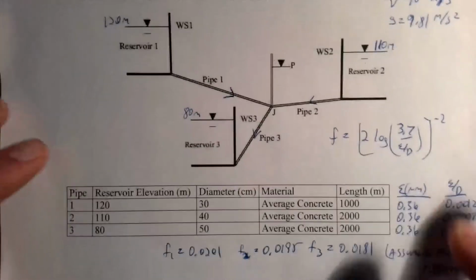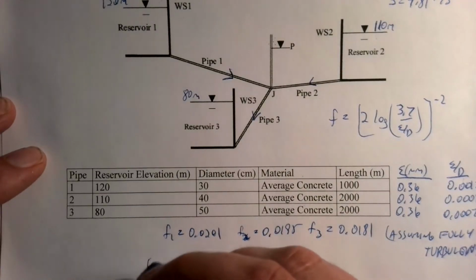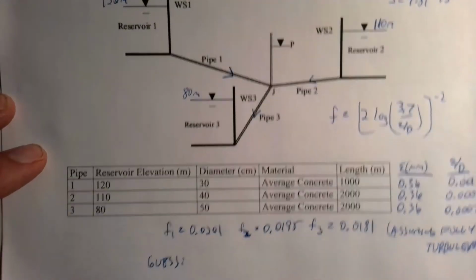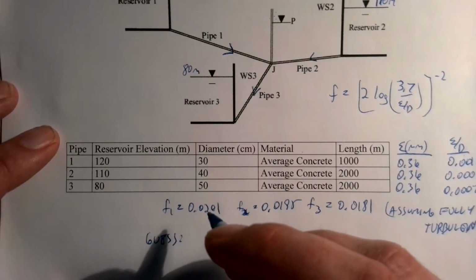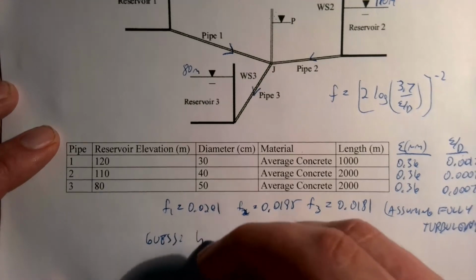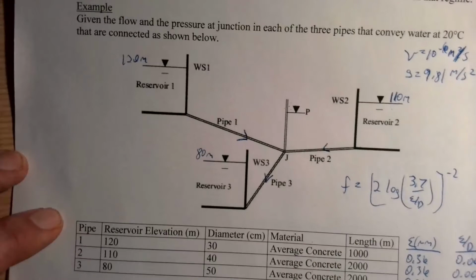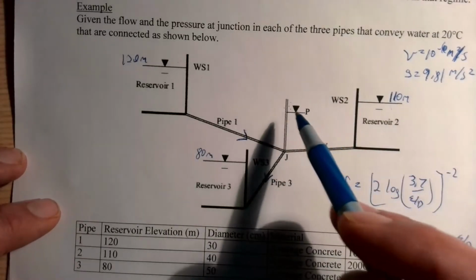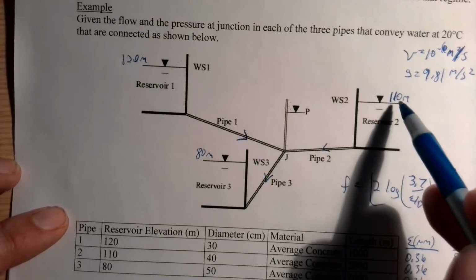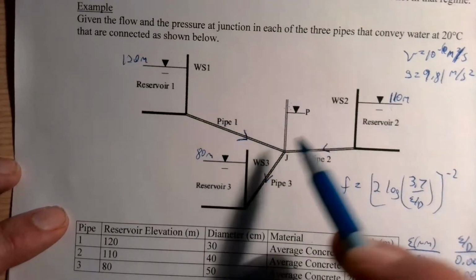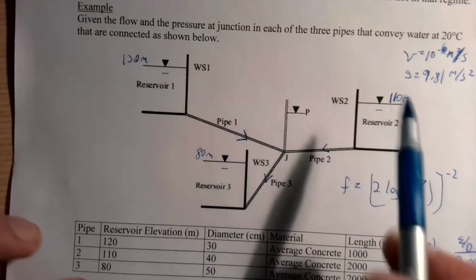Remember, our procedure here is we need to make a guess for HJ. So we'll assume that HJ is equal to 100 meters at the beginning. The best guess is often that it's at the same height as this second reservoir, which would make the flow rate 0 and could save you a little bit of time. I'm just going to assume it's 100 here.